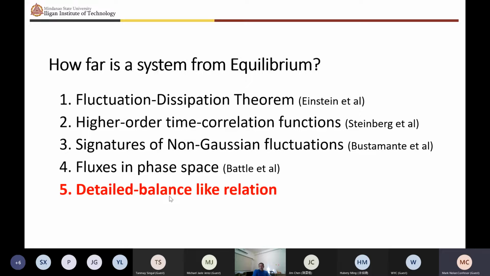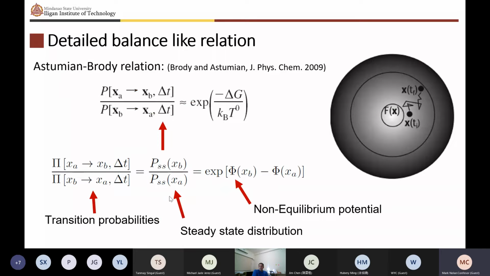Quite recently, a couple of years ago, Battle et al. proposed to measure a system's distance from equilibrium by looking at fluxes in phase space. What I would like to share with you today is another approach, which is to look at it via a detailed balance-like relation. I say "like" here because, as I mentioned earlier, it is instructive to note that in non-equilibrium steady states, you always have the presence of a flux, and therefore, in general, the detailed balance relation that you have in thermodynamics does not hold. But it's a detailed balance-like relation. Let me proceed with this approach.